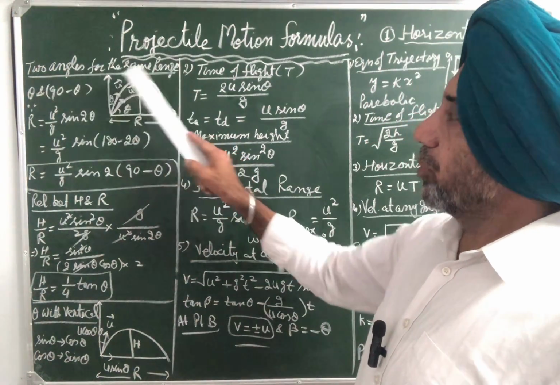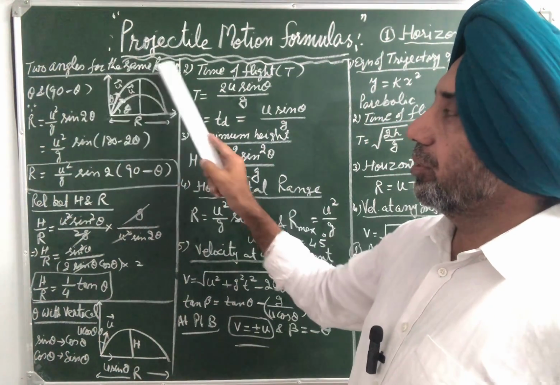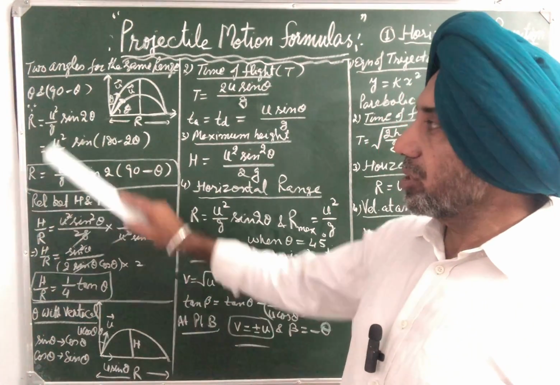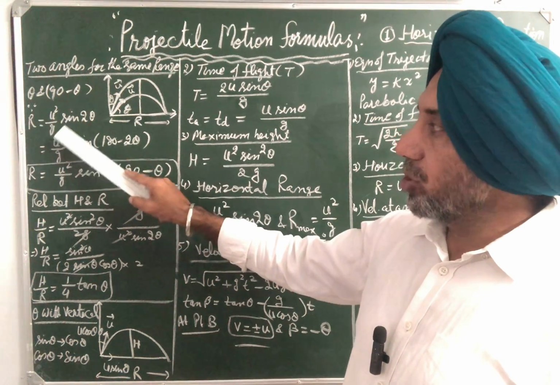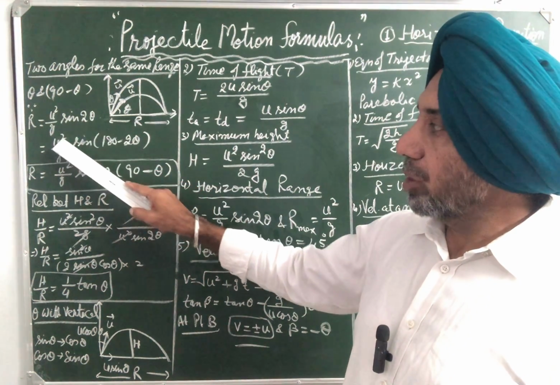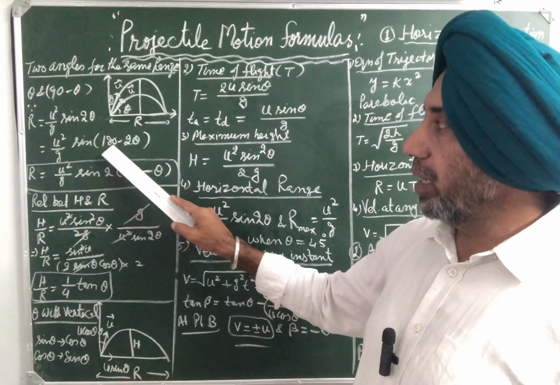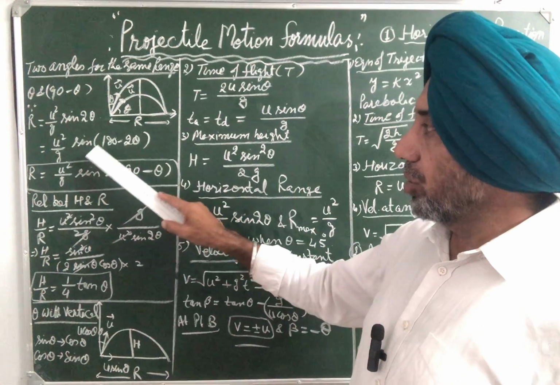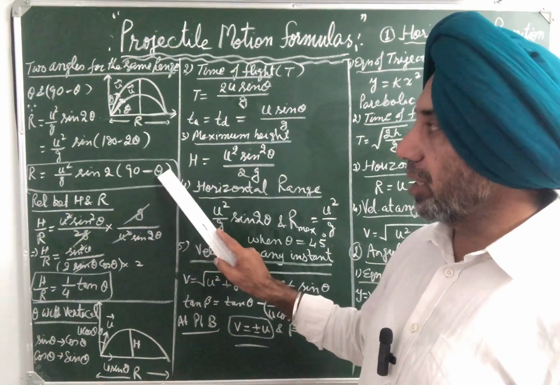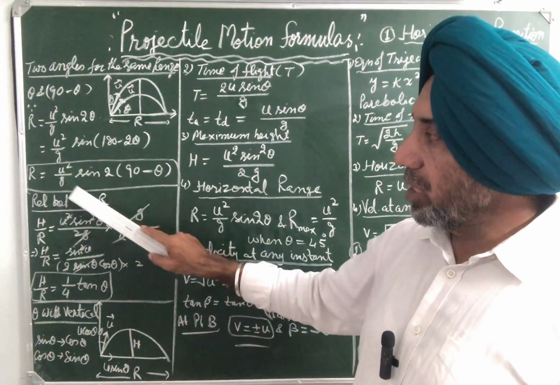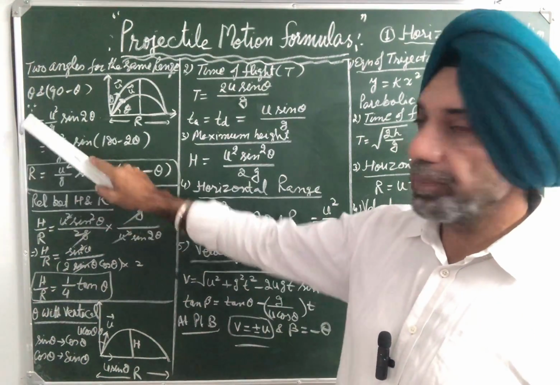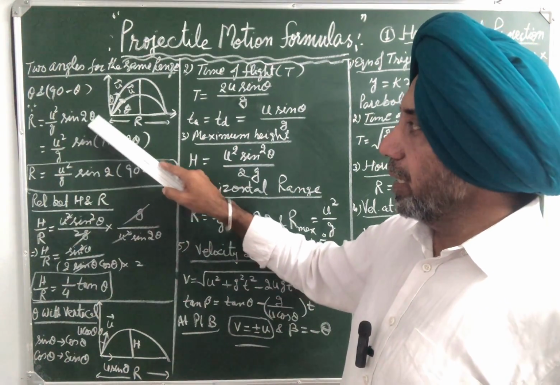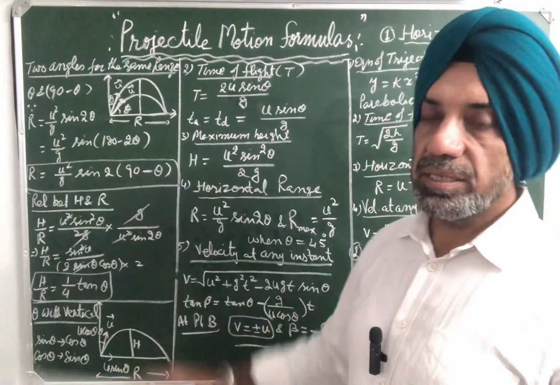Then we can prove that there are two angles of projection for the same horizontal range, because R is equal to u² upon g sin 2θ. So u² upon g sin 2θ can be written as sin(180 − 2θ), because sin(180 − θ) is equal to sin θ. So 2 can be taken common, 90 − θ, which is the same. u² upon g sin 2(90 − θ), R is the same. So R can be written in two forms. It means the two angles θ and 90 − θ give the same range.